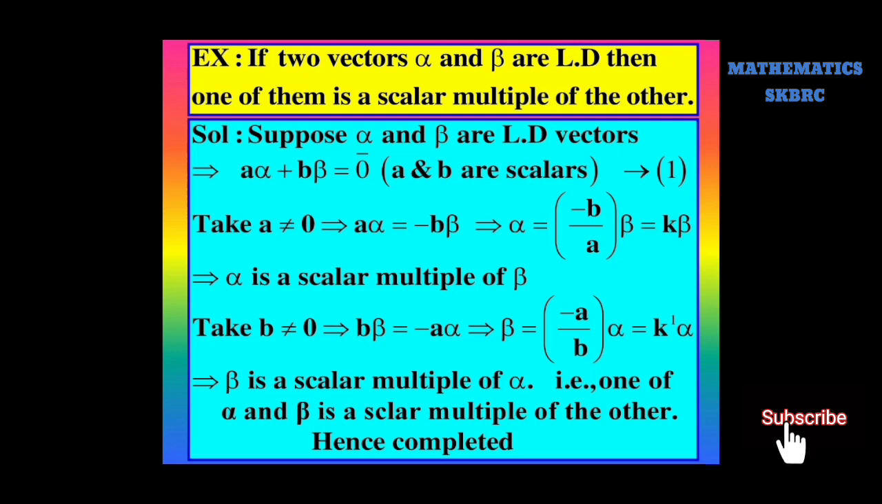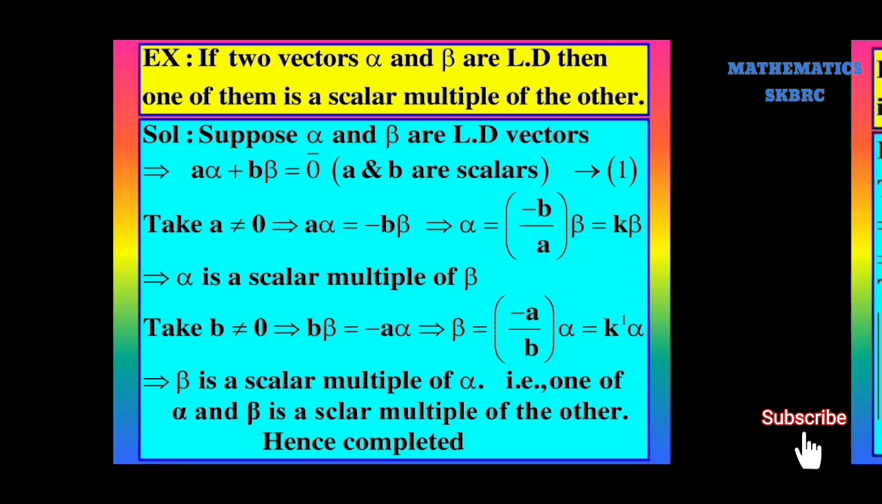Again, suppose B not equal to 0. That gives B beta equal to minus A alpha. That gives beta is equal to minus A by B into alpha equal to K dash into alpha, where K dash equal to minus A by B is a scalar. That gives beta is a scalar multiple of alpha. This means one of alpha and beta is a scalar multiple of the other, hence completed the proof.